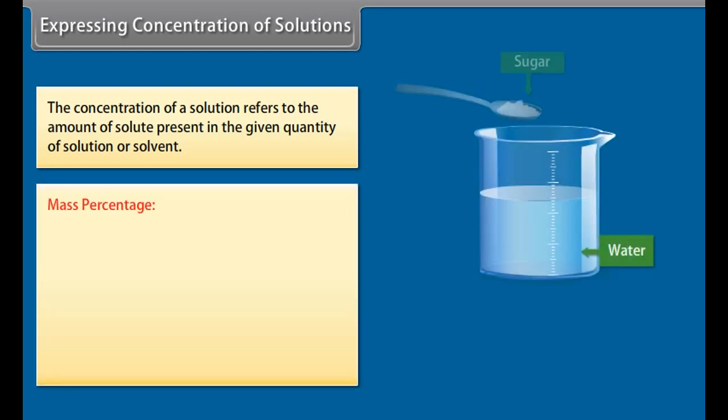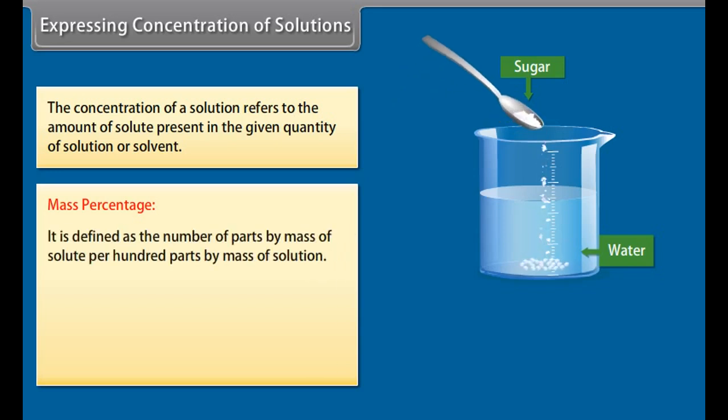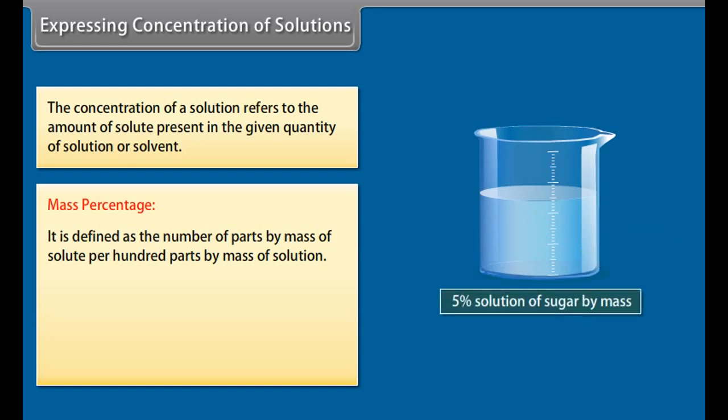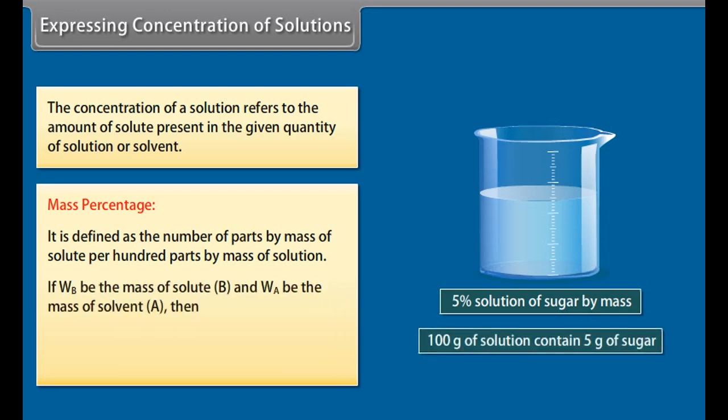Mass percentage. It is defined as the number of parts by mass of solute per 100 parts by mass of solution. If WB be the mass of solute B and WA be the mass of solvent A, then mass percentage of B is equal to WB upon (WA plus WB) multiplied by 100.